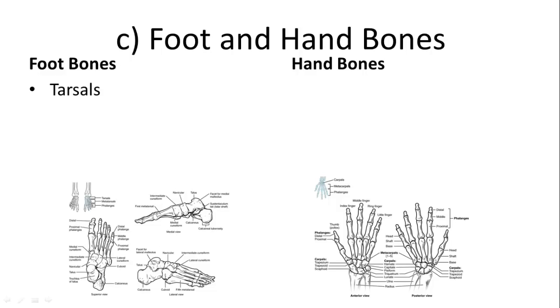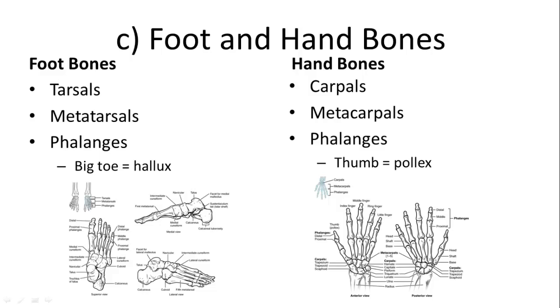The foot and hand bones are pretty similar. They have a bunch of smaller bones in the wrist or in the ankle. In foot bones, they're called tarsals, and in the hand bones, they're called carpals. And then the bones from there, so here's your carpals. Within the hand are the metacarpals, and then the three bones which form the fingers are the phalanges.